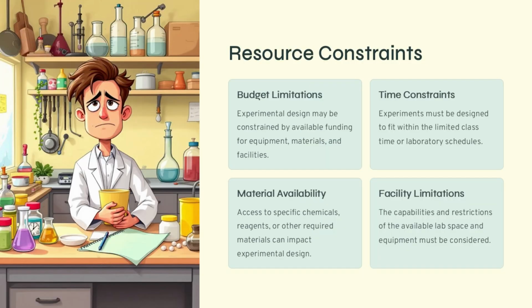Limited funding can constrain the equipment, materials, and facilities available for experiments. Experiments must be designed to fit within the class time or lab schedule constraints. Access to specific chemicals, reagents, or other required materials may impact what experiments can be done. The capabilities and restrictions of the available lab space and equipment need to be taken into account when designing experiments.